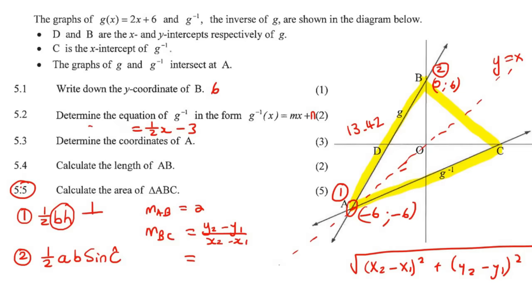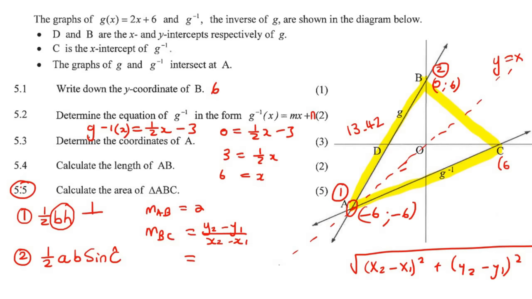So to find the coordinates of C, we could make y 0. So we could go y equals 0. And we could say 3 equals a half x. Take the 2 to the... Or you could divide by half, however you want to do that. You should end up with 6. So this would be 6 and 0.